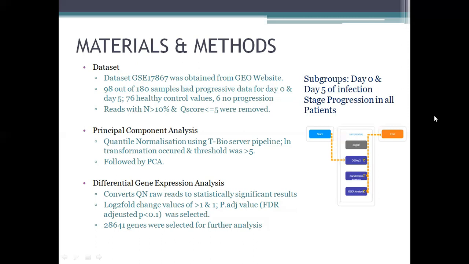The differential gene expression analysis can also be carried out, which converts raw reads to statistically significant results. The log two-fold change values of greater than 1 and less than -1 were only kept. Also, as we compared multiple genes, it was important to look at the p-adjusted values, and the FDR was kept to p less than 0.1, so that only significantly differentially expressed genes and significantly downregulated and upregulated genes were selected. Thus, after all the filtering and sorting, 28,641 genes were taken for further analysis.